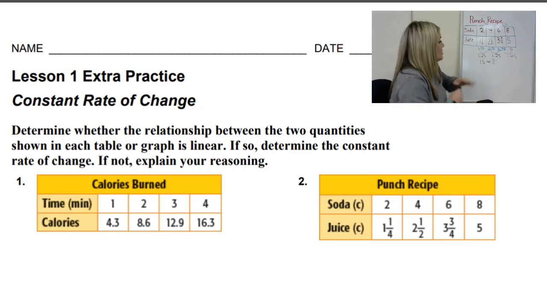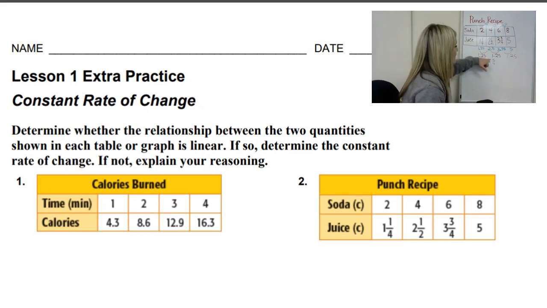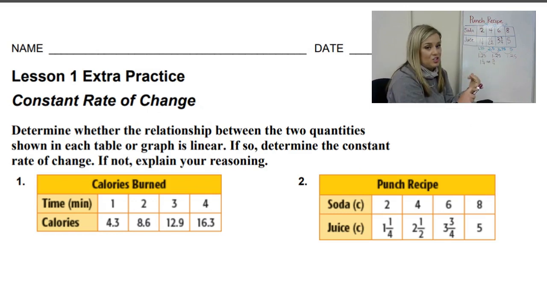Now, this bottom part is going up by the same amount each time. It's moving up by 1 1/4 each time. So this is going to be a linear relationship, and this is going to have a constant rate of change. The table or the graph would be linear. If we graph these points on a coordinate plane, if we graphed our x's and y's, it would be a straight line, because it's moving up by the same amount each time. If you have questions on that, please raise your hand. I am here to help you.